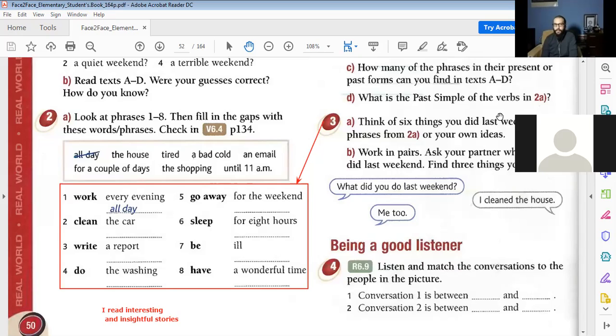And I did the washing. Mm-hmm. Did you go shopping? No, I didn't. Did you write any emails? No. Did you chat with your friends online? Yes. So you can also say, I chatted with my friends online, right? Yes. Yeah. Did you see any movies?